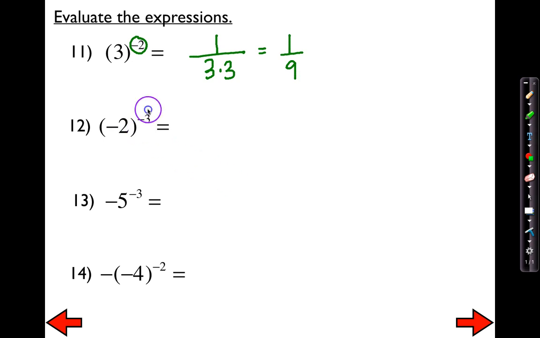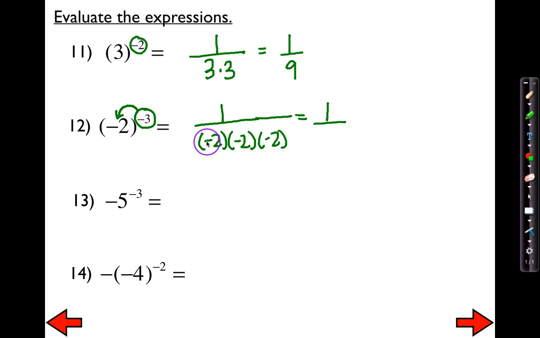Same thing here. This is a negative exponent, so instead of doing repeated multiplication, you're going to do repeated division of a negative 2. So I'm going to do 1 divided by negative 2 a total of 3 times. So that's going to leave me with 1 in the numerator, and for the denominator, well, negative times a negative is a positive, times a negative is a negative. 2 times 2 is 4 times 2 is 8.